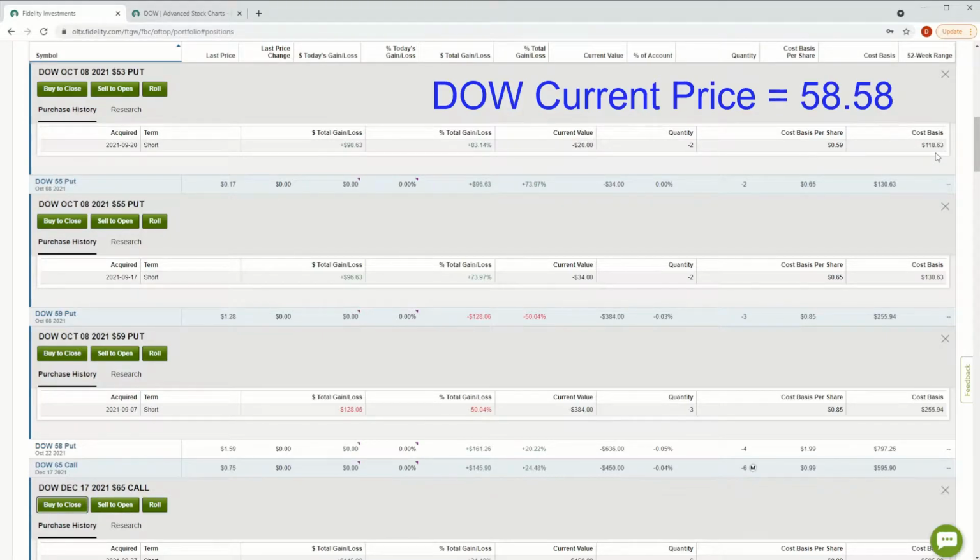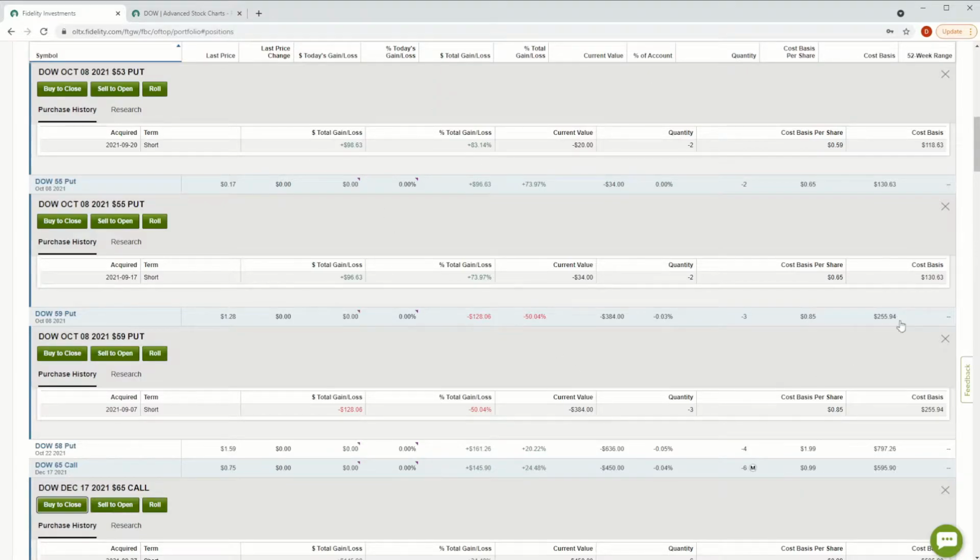So the tale of the tape right now is I got to receive $118. If I wanted to close this out right now, which I could, by saying buy to close this $53 put, it would cost me about $20 to close it out, which would leave me a gain of about $98.63. These are just estimates, but about that profit, okay? Same with this one, $130. If I wanted to close it, it would cost me $34. So I would make about $100. Okay, all good.